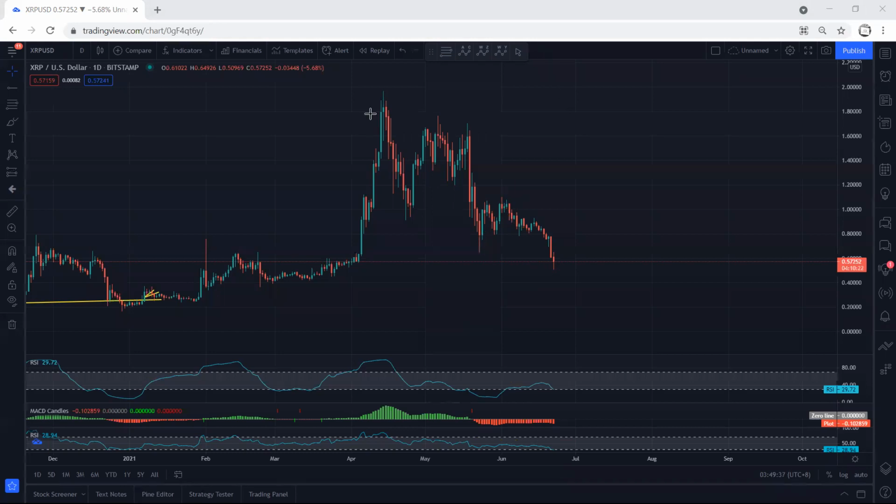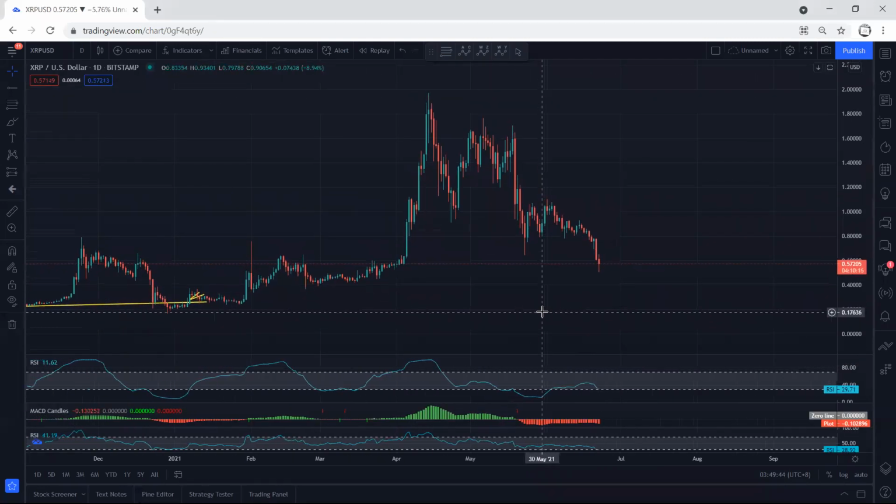Okay, now we want to see what's next. This is the divergence. And now we want to see whether we can look for a reversal or not, because we mentioned if we get any reversal, we can look for a buy.